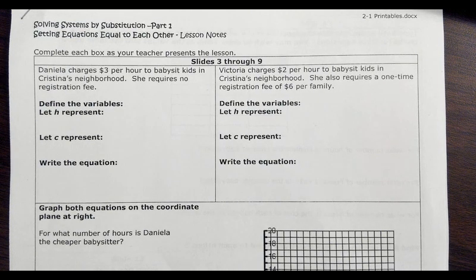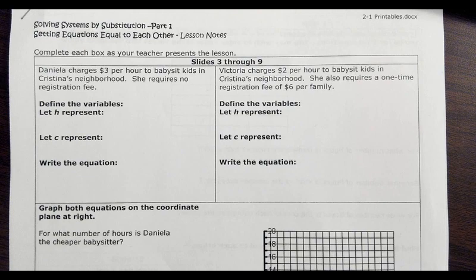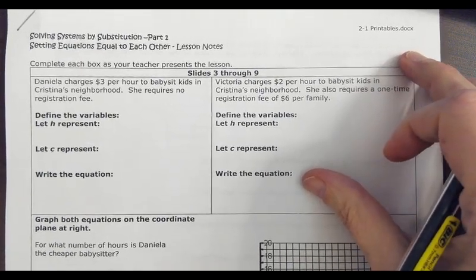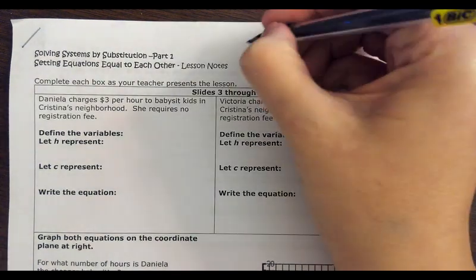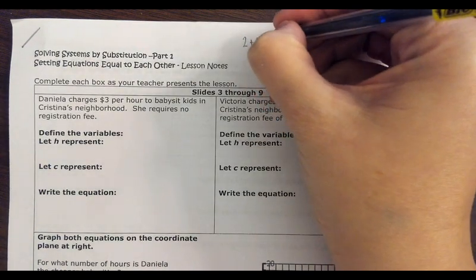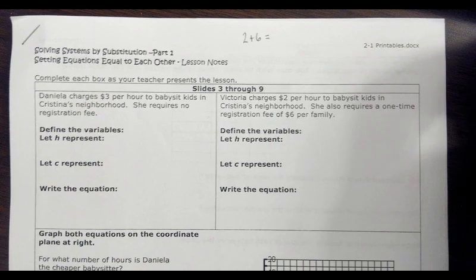We have a situation with Daniela, who charges $3 an hour to babysit kids, and Victoria, who charges $2 an hour plus a one-time registration fee. So really quick, let's take a slight detour and talk about something. Let's say I have 2 plus 6. What does that equal?